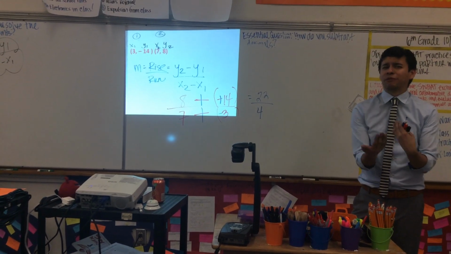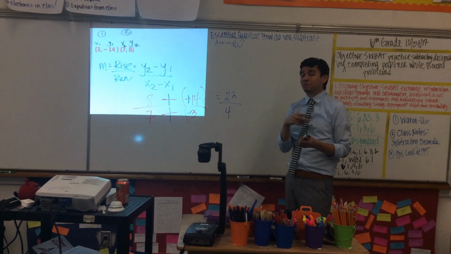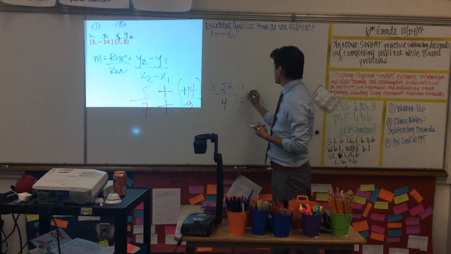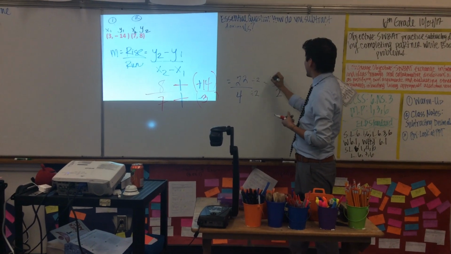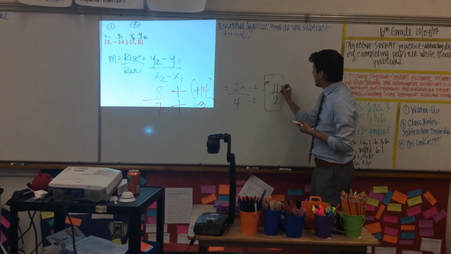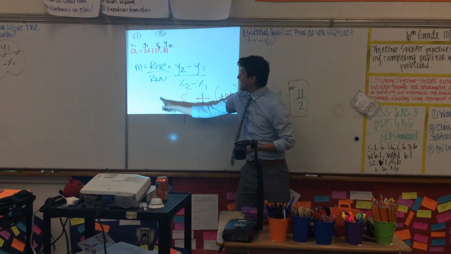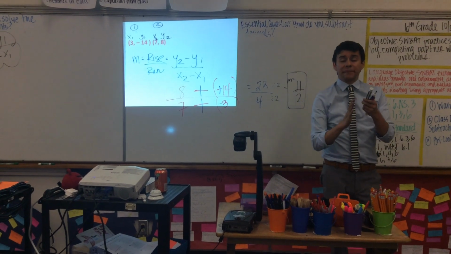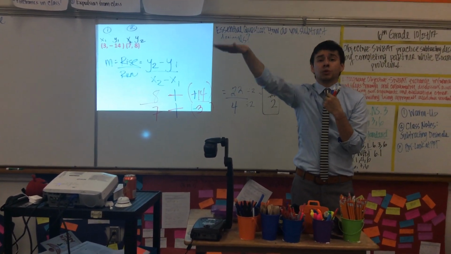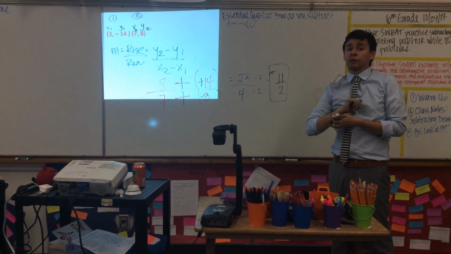But now you have to simplify your slope. Is there a number that goes into 22 and 4? 2. So we're going to divide this by 2. Divide this by 2. So your final answer is m equals 11 over 2. That means this 11 is your rise. That 2 represents your run. So that means you go 11 up, 2 to the right. That's how your line is. So that's how you solve a problem using the slope formula.